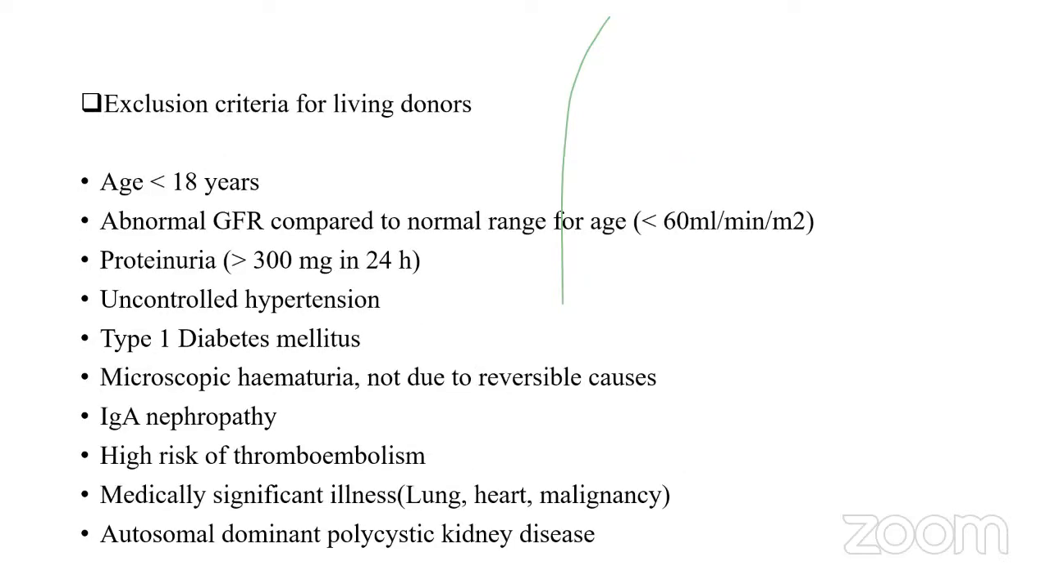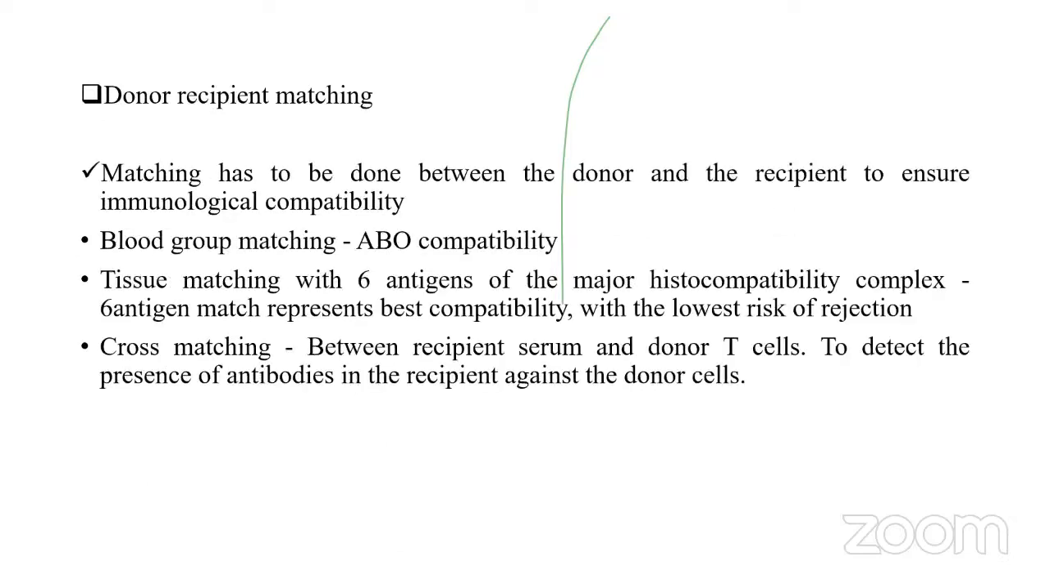Exclusion criteria for living donors: age less than 18 years, abnormal GFR compared to the normal range for age, proteinuria more than 300 milligrams in 24 hours, uncontrolled hypertension, type 1 diabetes mellitus, microscopic hematuria, IgA nephropathy, high risk of thromboembolism, medically significant illness, and autosomal dominant polycystic kidney disease.